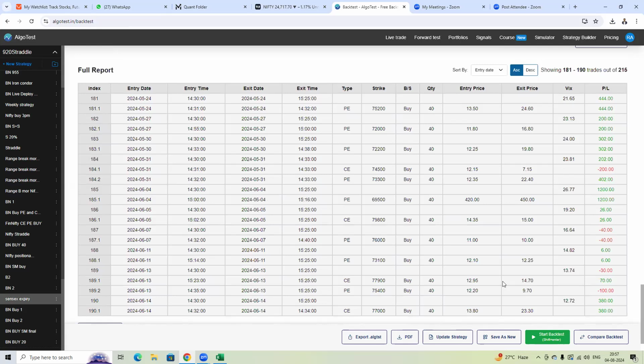Whenever we put a trailing stop loss, it has advantages as well as disadvantages. Because trailing stop loss sometimes gives unlimited profit, but the exit happens very quickly. So there will be a quick exit. See, you can just see here 13 rupees bought and 24 rupees sold.